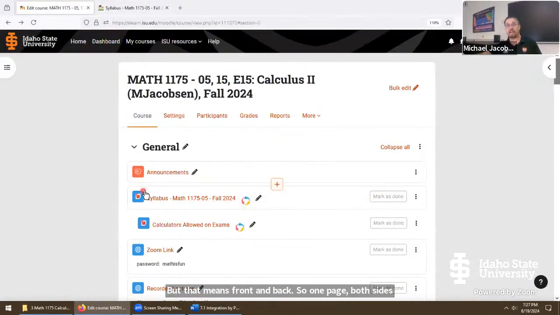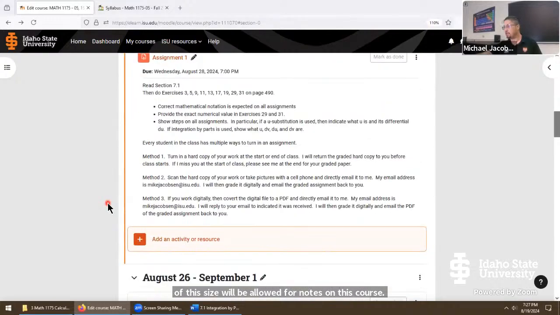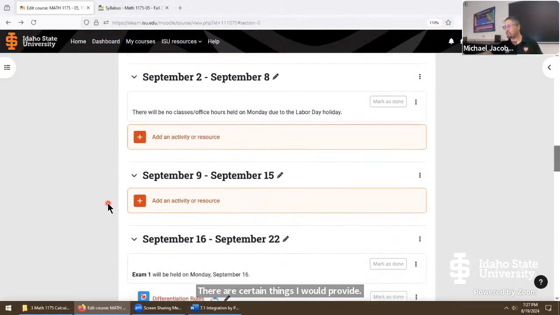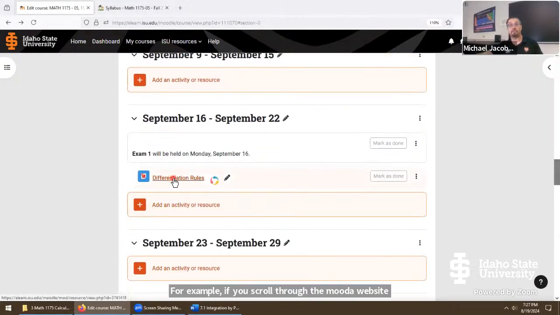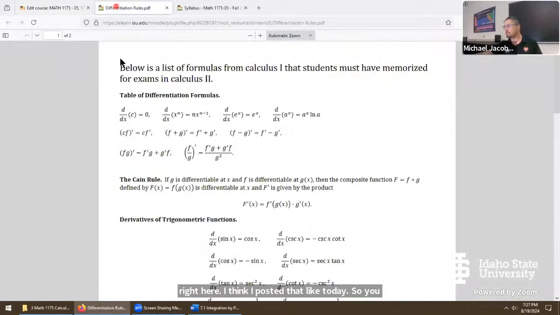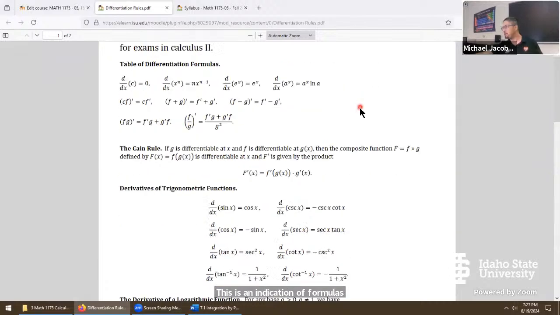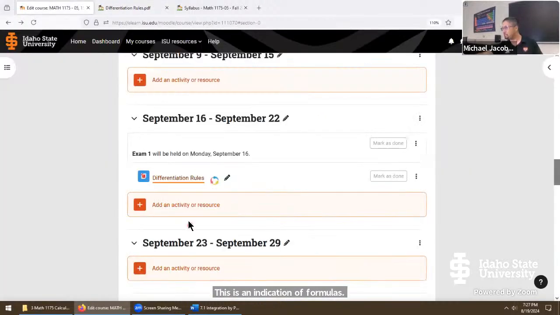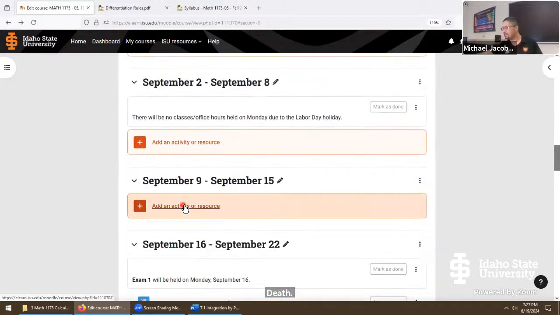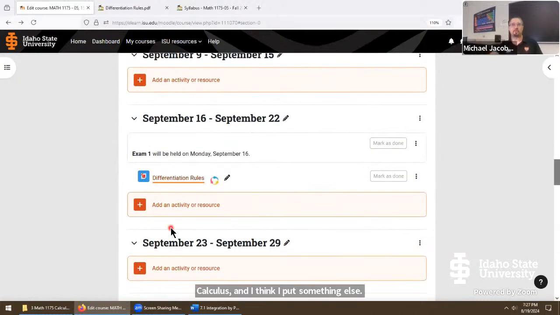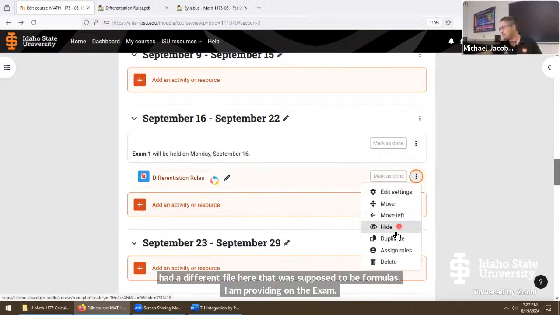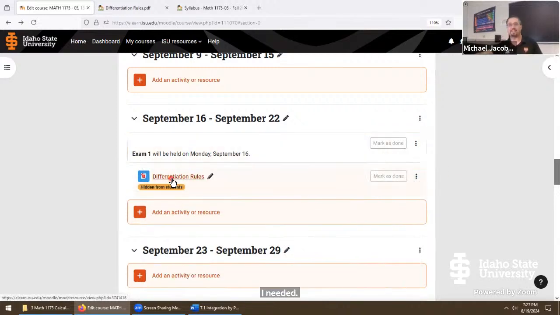There are certain things that I would provide on an exam. For example, if you scroll through the Moodle website, just poking around, you might have seen this document right here. I think I posted that today, so you might have missed it. If you open that up, this is an indication of formulas that must be memorized for calculus, and I think I put in something else. No, I had a different file here that was supposed to be formulas I am providing on the exam. I need to fix that one. Let me just hide it for the moment and come back to that.